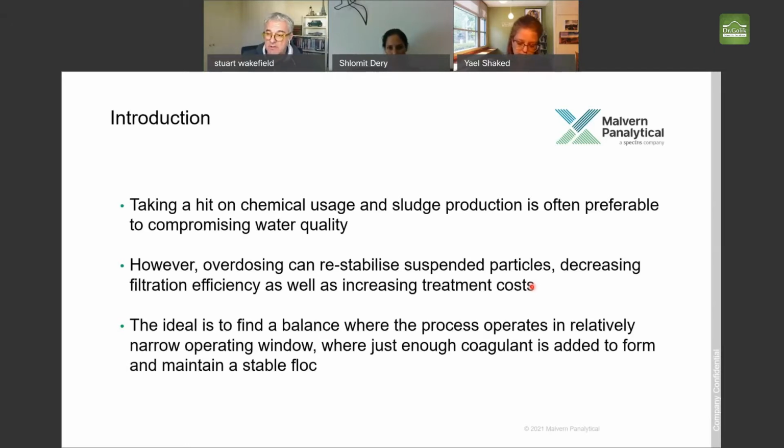One of the things we have to understand is that overdosing or overcompensating very often can restabilize the suspended particles, and it can decrease efficiency. So not enough chemical, whether that be electrolyte or polymer, in the dosing process can be just as bad as too much. There's a fine balance, and we need to understand that balance, with a very narrow operating window for most water treatment factories, where just enough chemical is added to form a stable flocculant or coagulant.